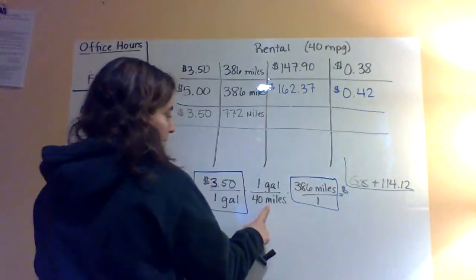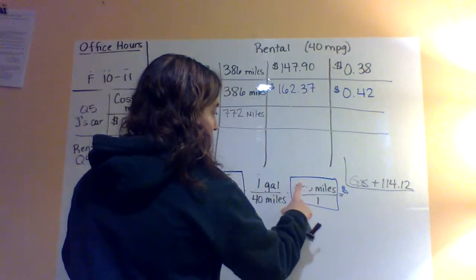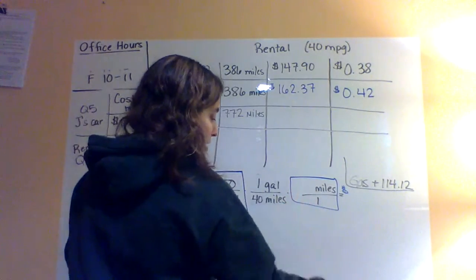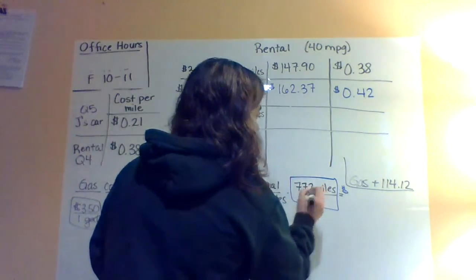Is our mileage still 1 gallon for 40 miles? Yes. Is our trip length still 386? No, it's 772.